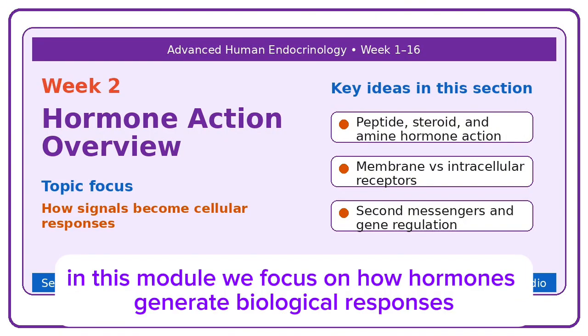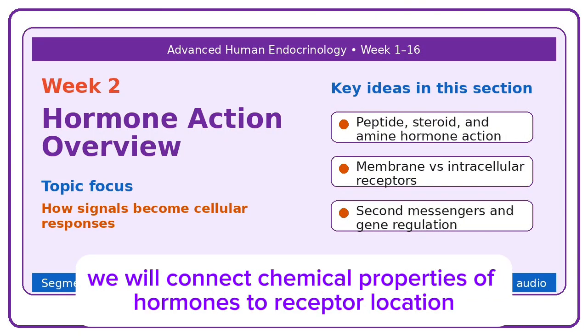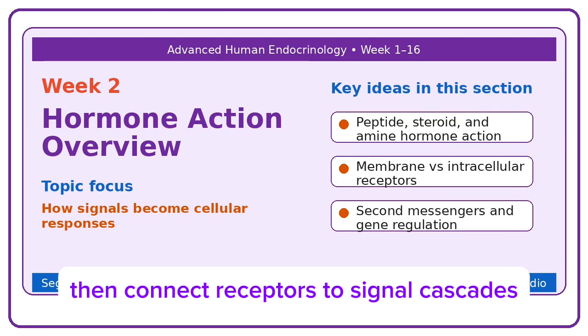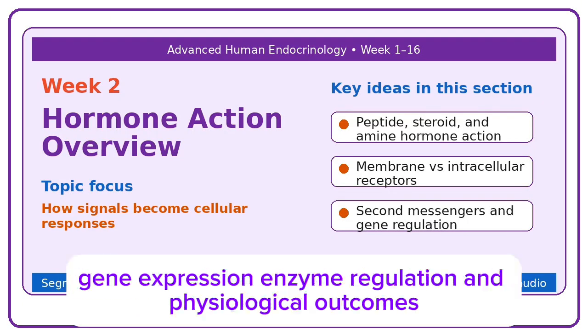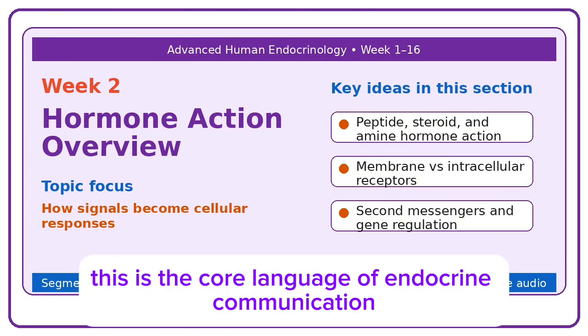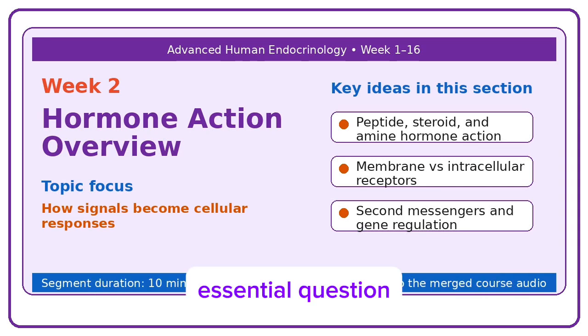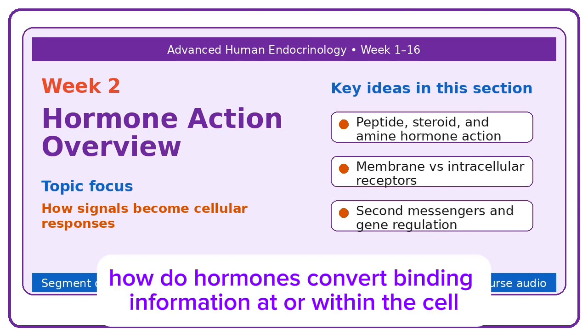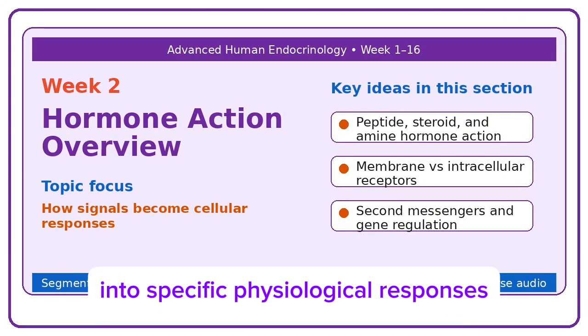In this module, we focus on how hormones generate biological responses. We will connect chemical properties of hormones to receptor location, then connect receptors to signal cascades, gene expression, enzyme regulation, and physiological outcomes. This is the core language of endocrine communication. Essential question: how do hormones convert binding information at or within the cell into specific physiological responses?